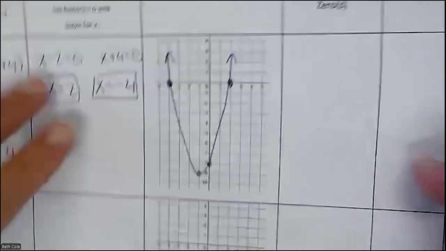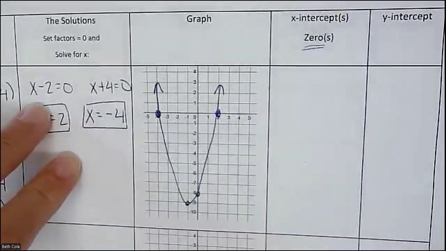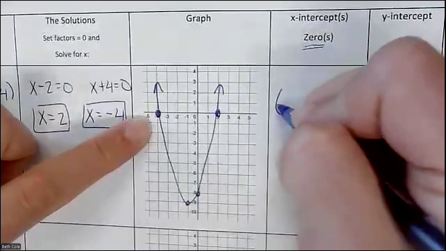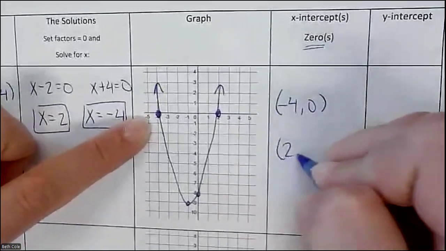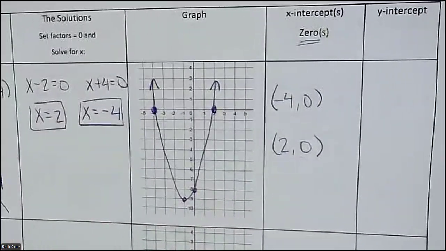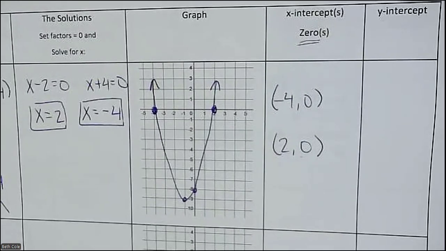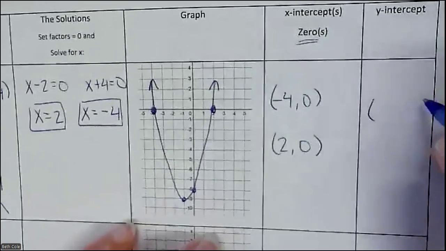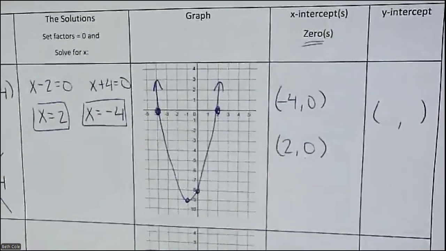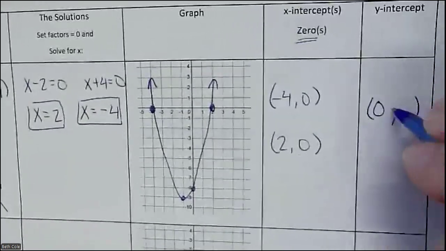Now we're going to write out those x-intercepts, and they're also called zeros. So (-4, 0) and (2, 0). If you feel like we're repeating ourselves a lot, it's because we are. It's nice, all the answers are basically the same. And then what was our y-intercept? Yeah, (0, -8). Good job.